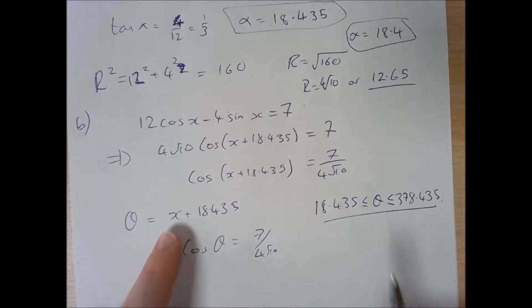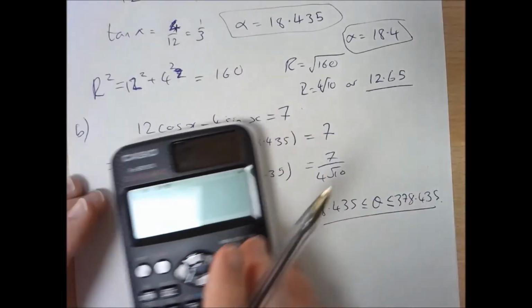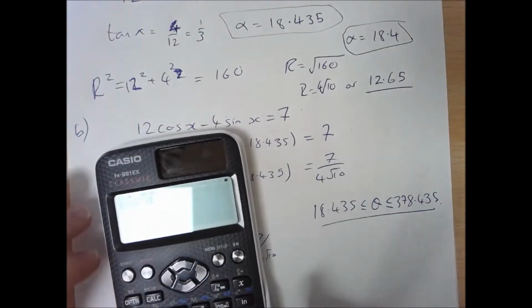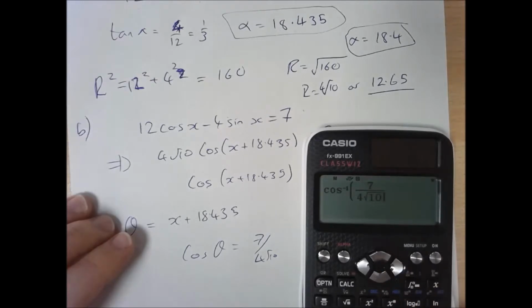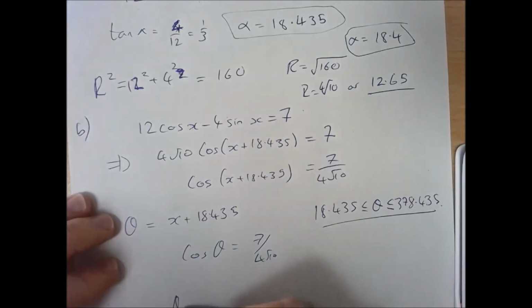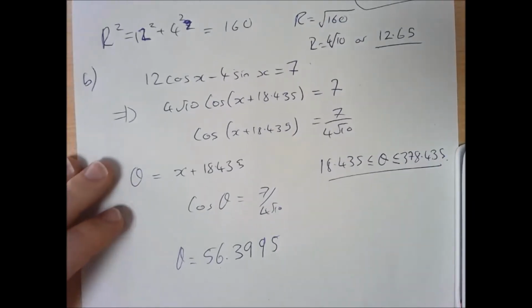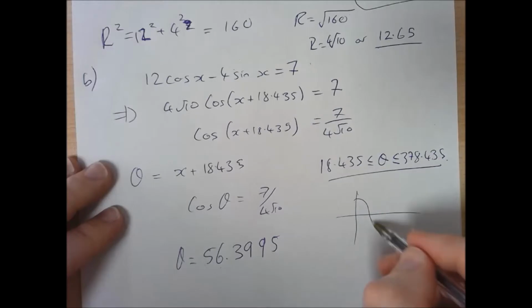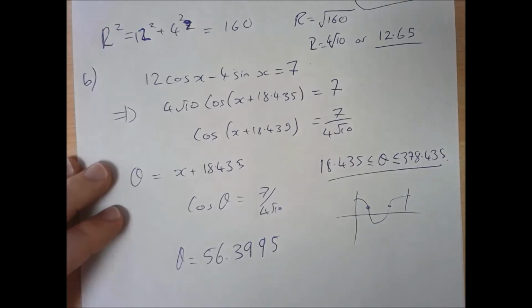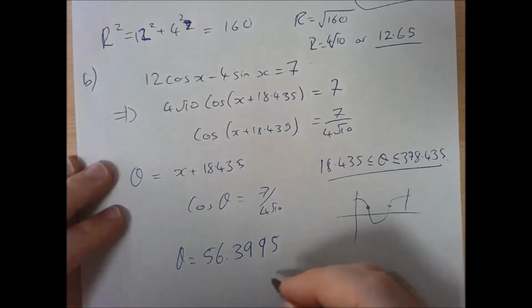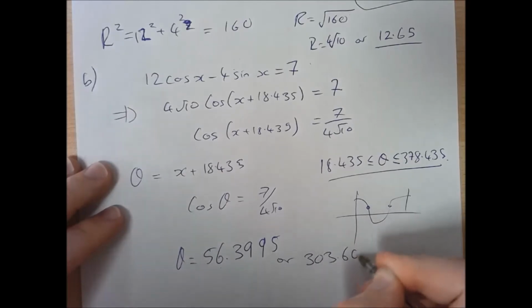So our first answer we're going to get using cos minus 1. We check we're in degrees. We've got a fraction, 7 over 4 root 10. We're cos minus 1ing it, and our first answer we get is 56.3995. If you remember the standard cos graph, we can get our other one by doing 360 minus the answer, which gives 303.600.